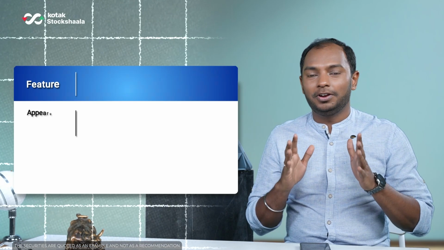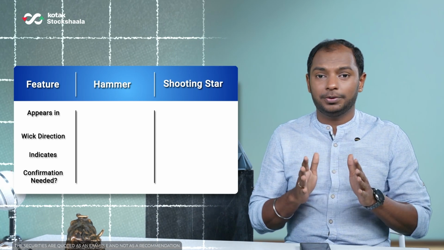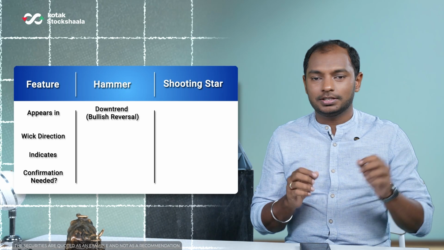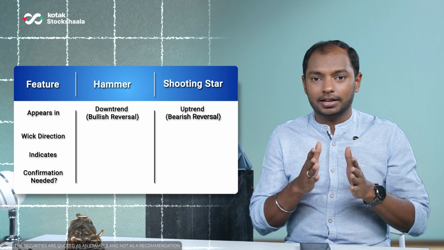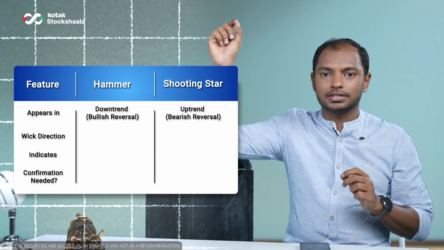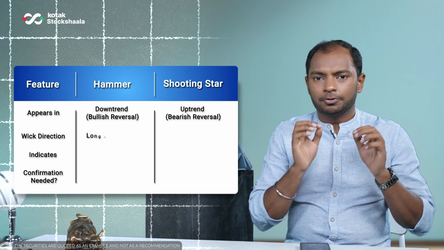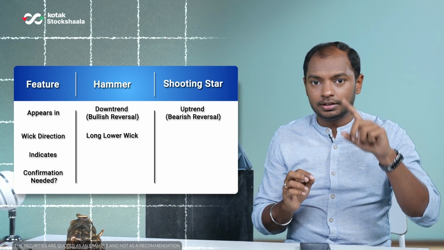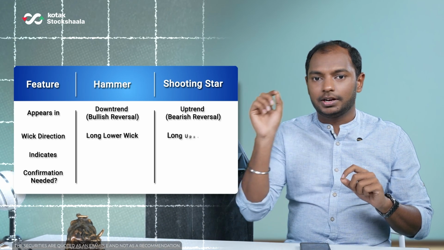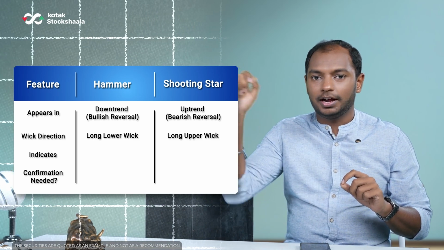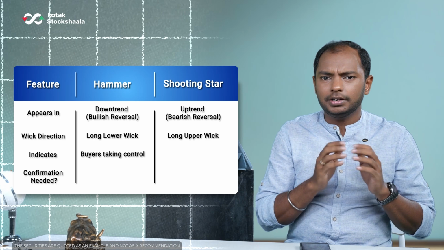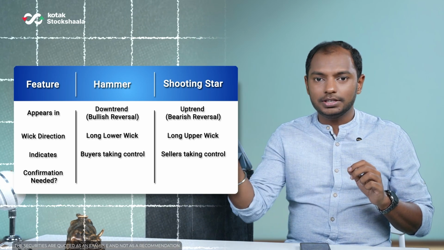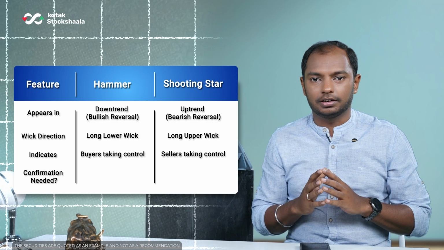Now let's discuss the key differences between a hammer and a shooting star. A hammer always appears at the bottom of a trend, whereas a shooting star always appears at the top of a trend. For a hammer, the wick is formed at the bottom, which means it has a longer wick at the bottom, whereas a shooting star has a longer wick at the top. A hammer indicates buyers taking control, whereas a shooting star indicates sellers taking control.